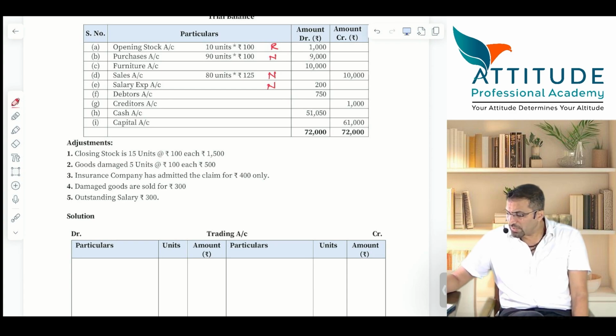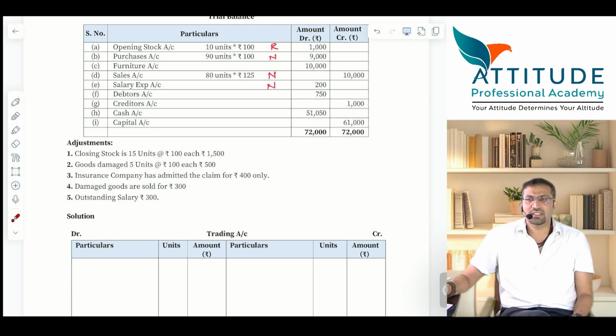Now, hear it carefully. I have already written here, opening stock is a real account; purchases, sales and salary are nominal accounts. Is that clear? These are to be closed. But before that, we have to have a look at the adjustments. Is that clear, guys? Shall we go ahead with the adjustments first? Closing stock we will take later, as an adjustment at the end. First, we'll put adjustments for goods damaged. Goods damaged. Tell me the entry.